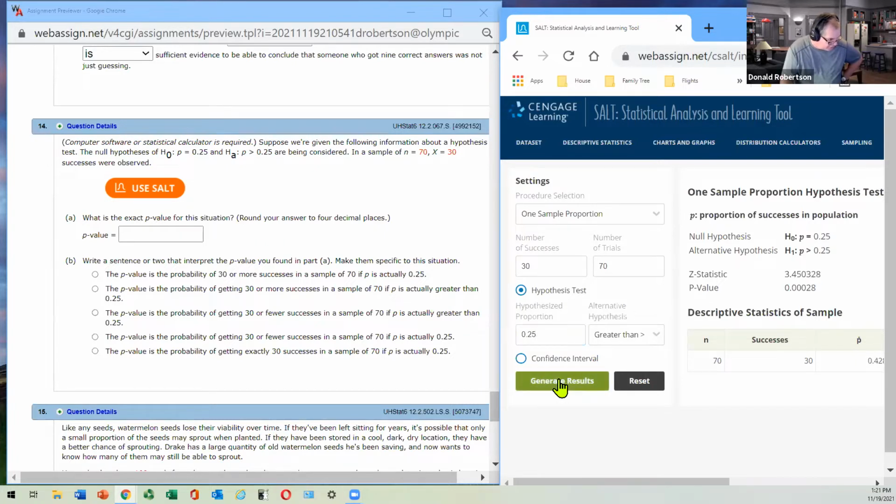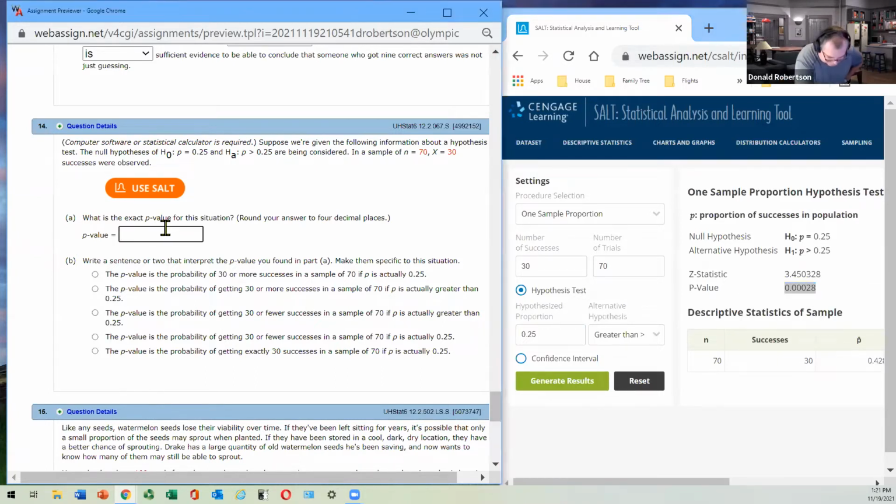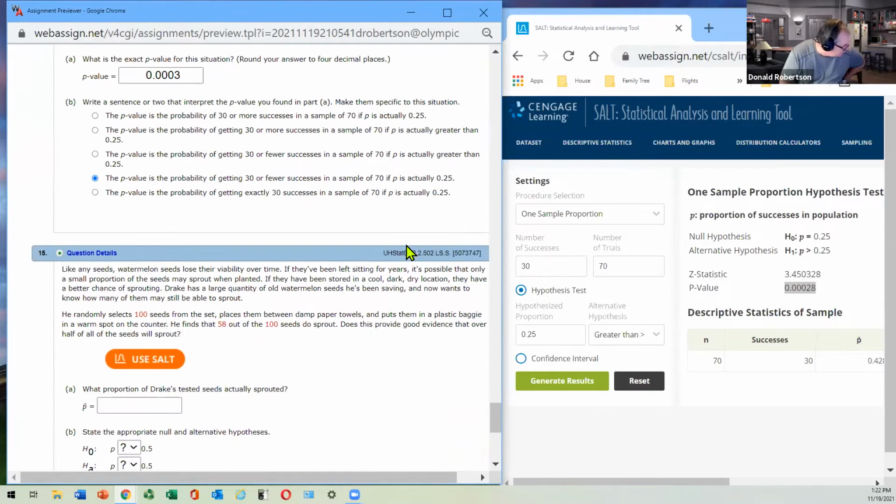So when I generate the results, can you see that I get a tiny p-value again? And if you round that off to 4 decimal places, I think that turns into a 3. And then it's one of those what's probability things. And then you're doing essentially that guy, right? Or that guy. Well, it's one of those two guys.